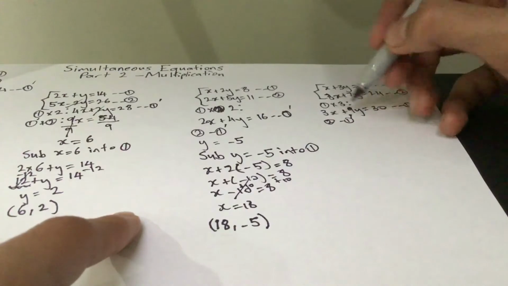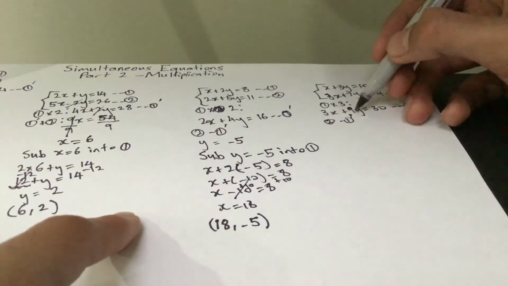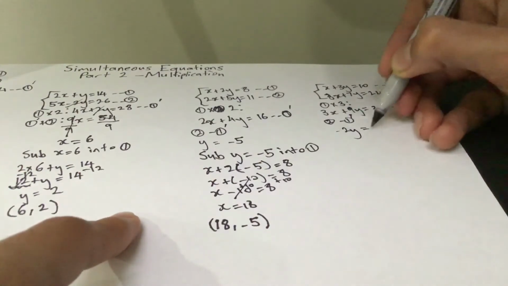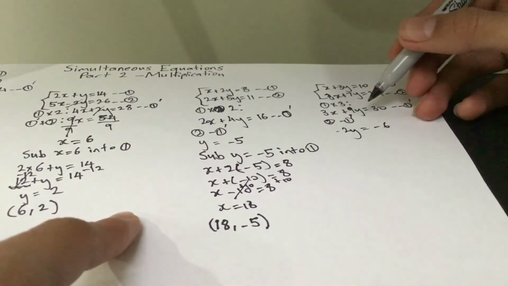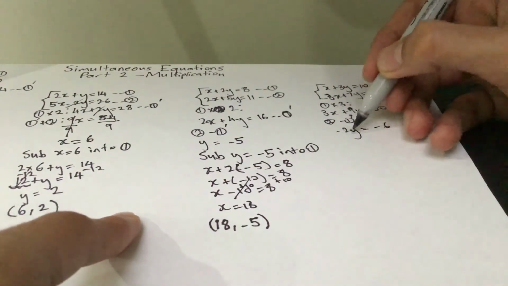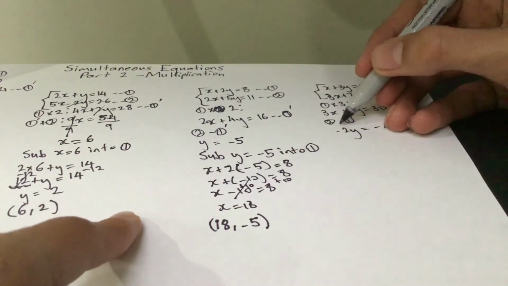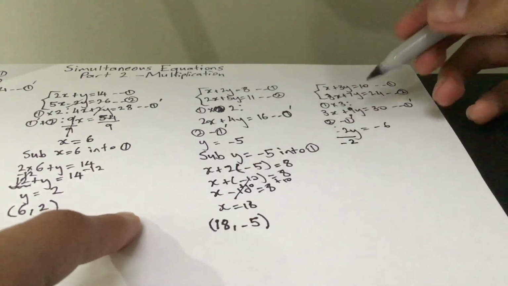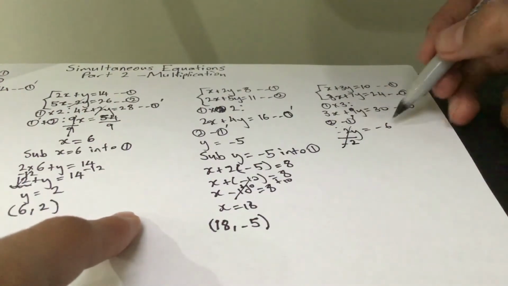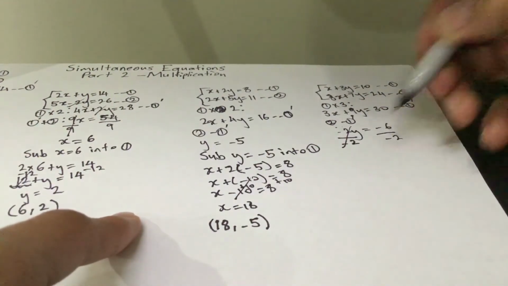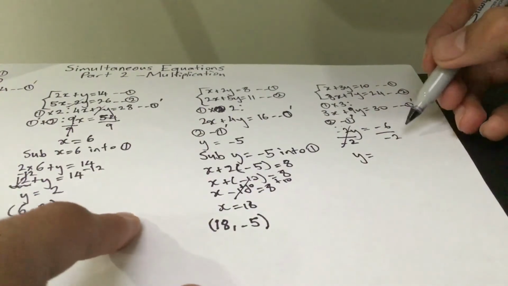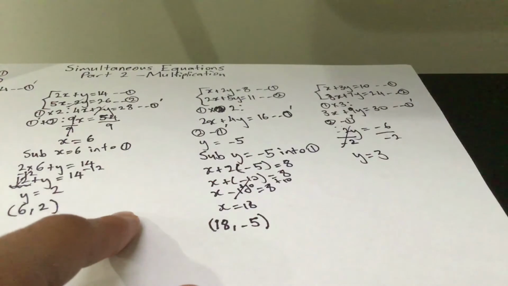3x minus 3x cancels out. 7y minus 9y is minus 2y. 24 minus 30 is minus 6. Then we're going to divide by 2 to cancel that out, and we do that to the other side. Minus 6 divided by minus 2 gives us 3.